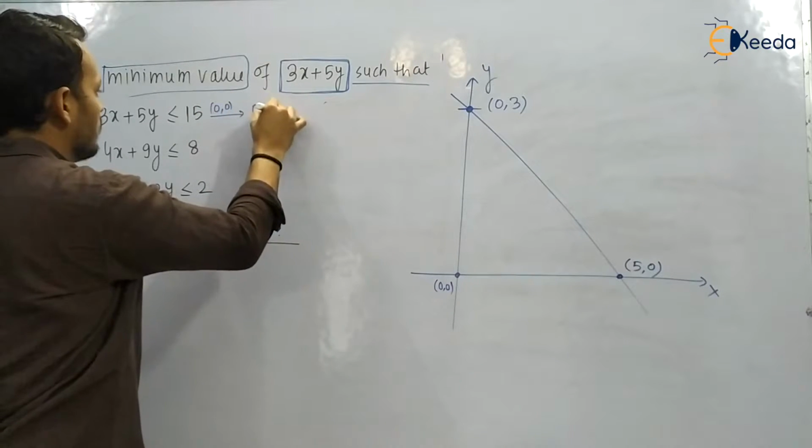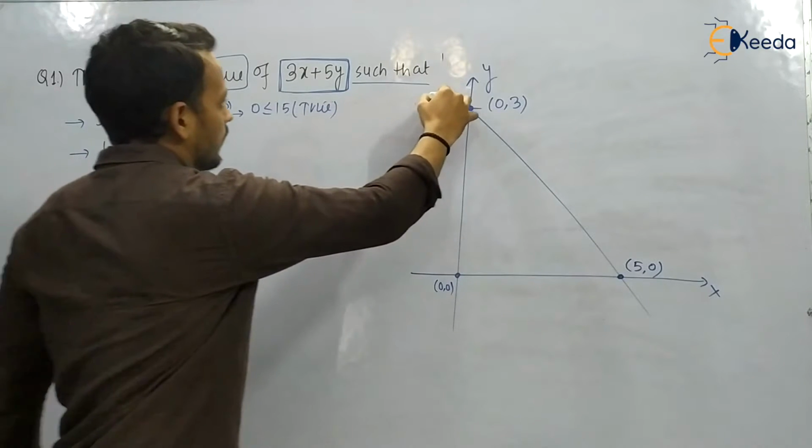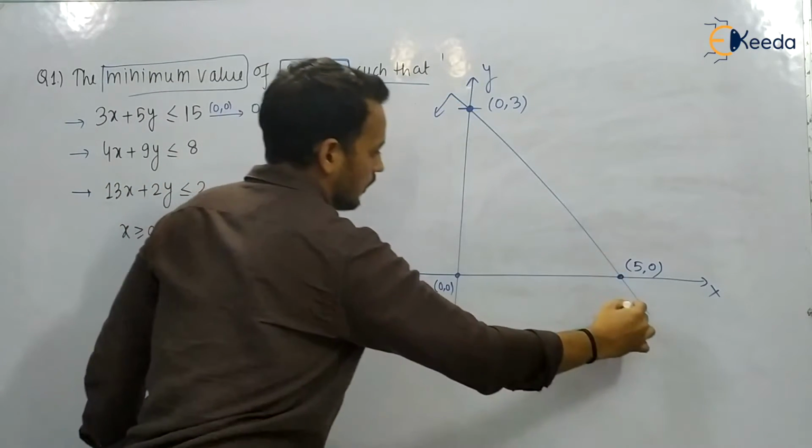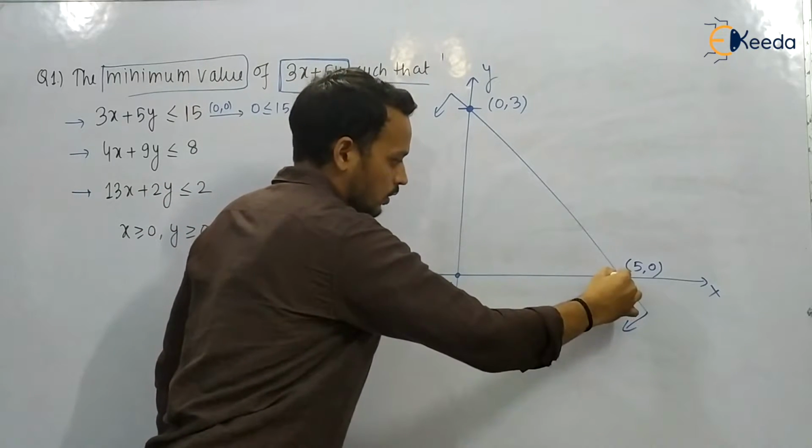Now we put 0 comma 0 here, so we get 0 less than or equal to 15. The condition is true. True means the graph will be shaded towards the origin. You can see.